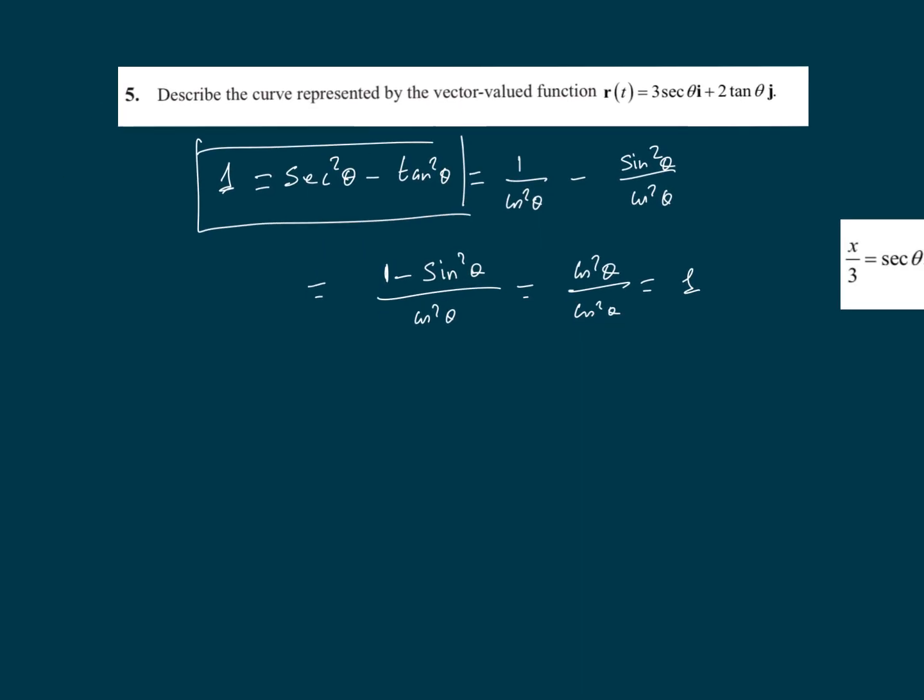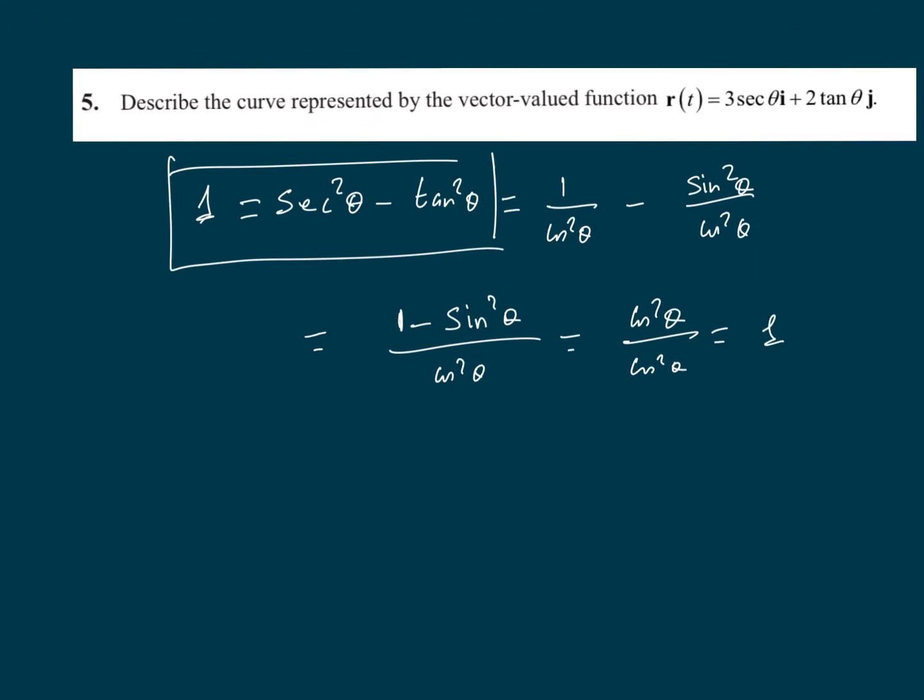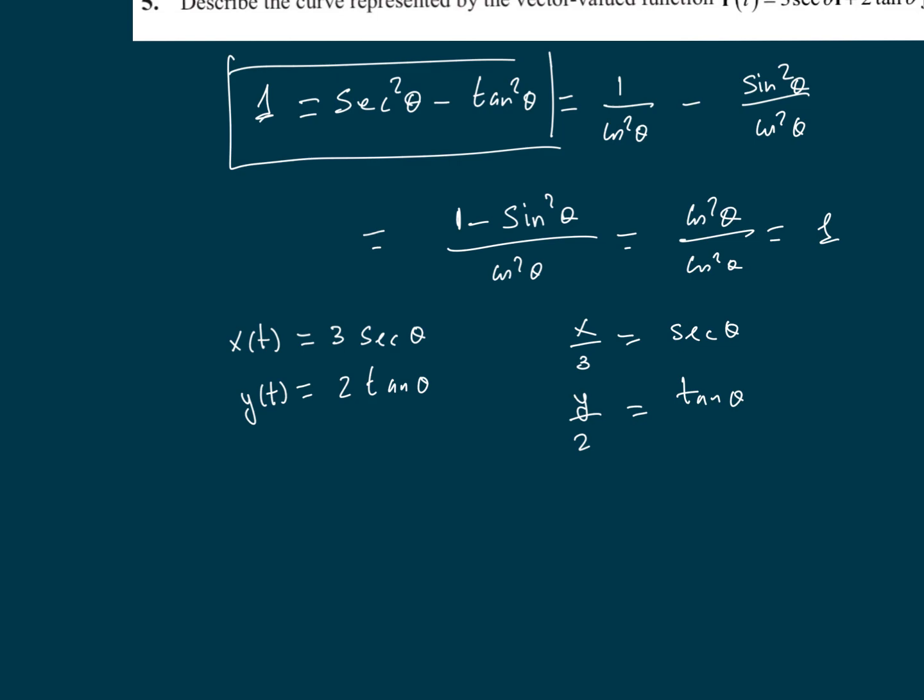So the x of t is 3 secant theta. The y of t is 2 tangent theta. So x divided by 3 is secant theta, and y divided by 2 is tangent theta. And I know how to relate the secant with the tangent. I know that secant square of theta minus tangent square of theta is equal to 1.